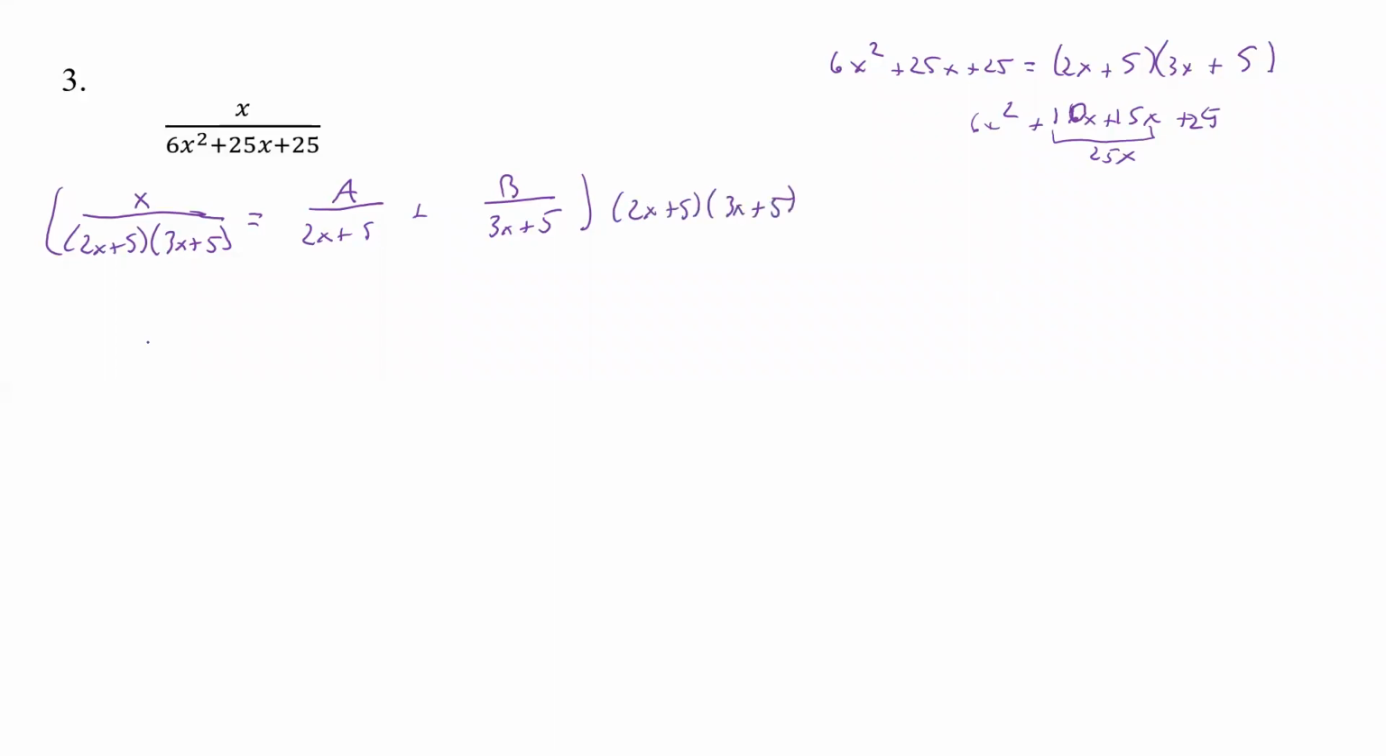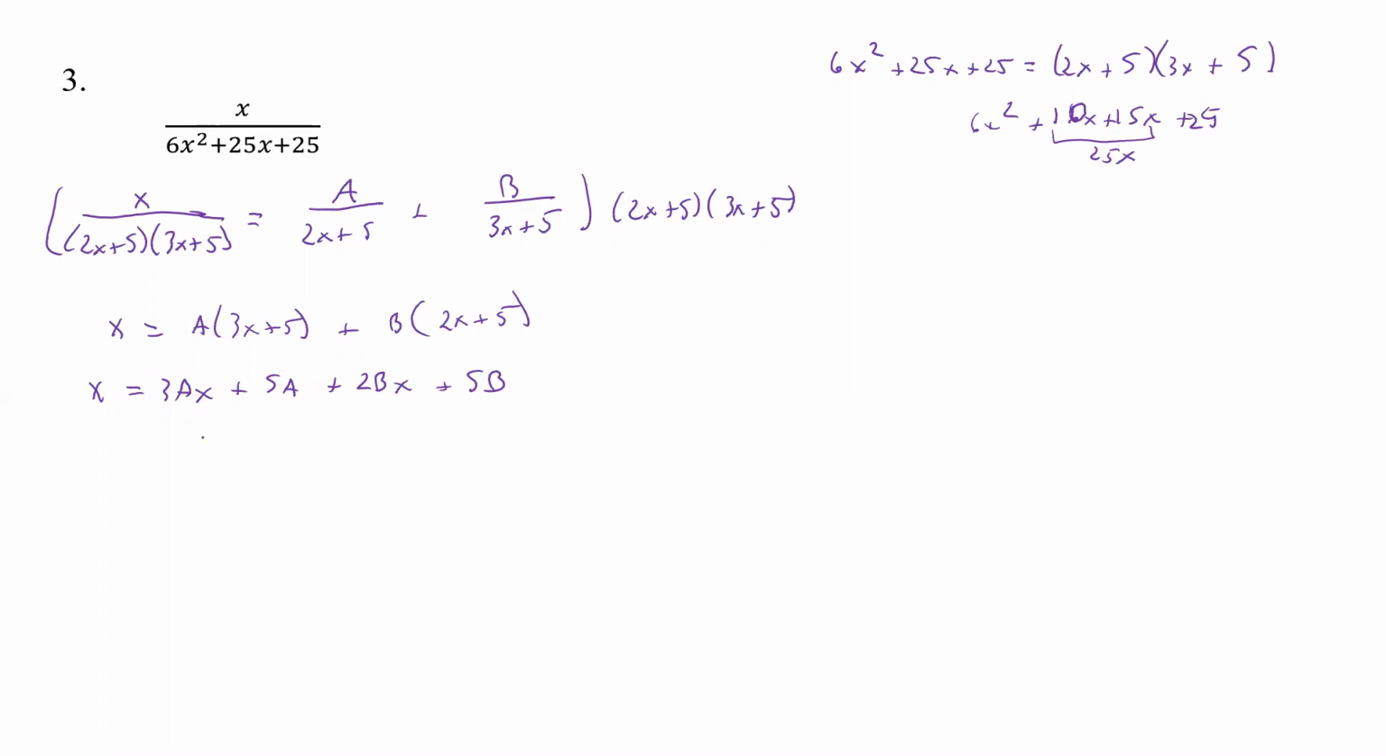So when we multiply the first term, we just get x. Now the next one, we get a times, and then the 2x plus 5's cancel, so we have 3x plus 5, plus, and then we'll have b times. Now the 3x plus 5's cancel, and we have 2x plus 5. Now we need to distribute. So that would be a times 3, so it's 3ax. A times 5 is going to be 5a plus, here that's going to be 2bx plus 5b.